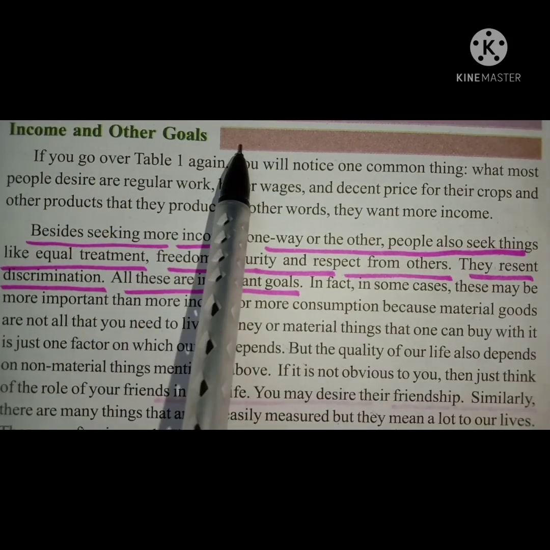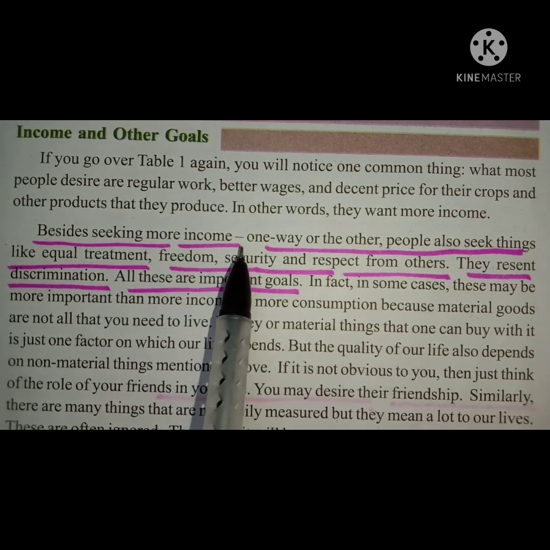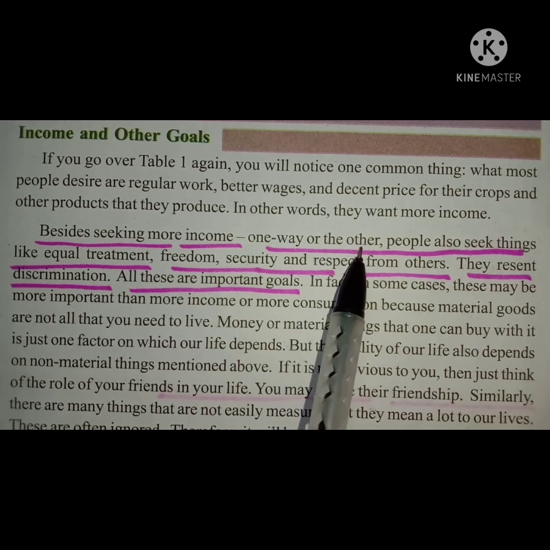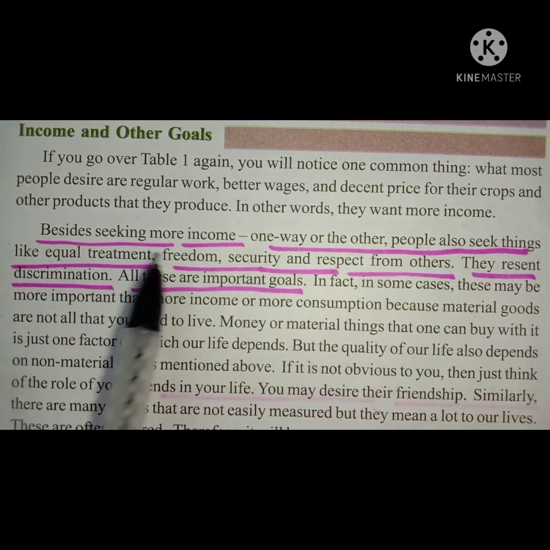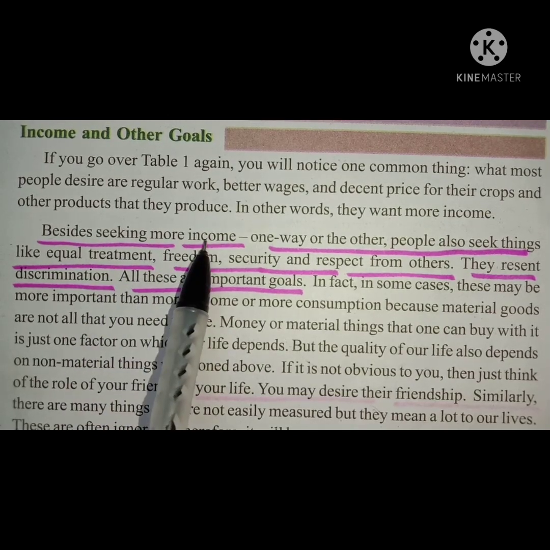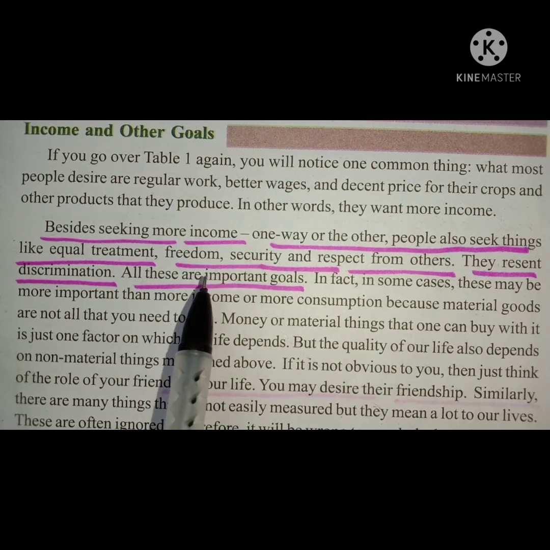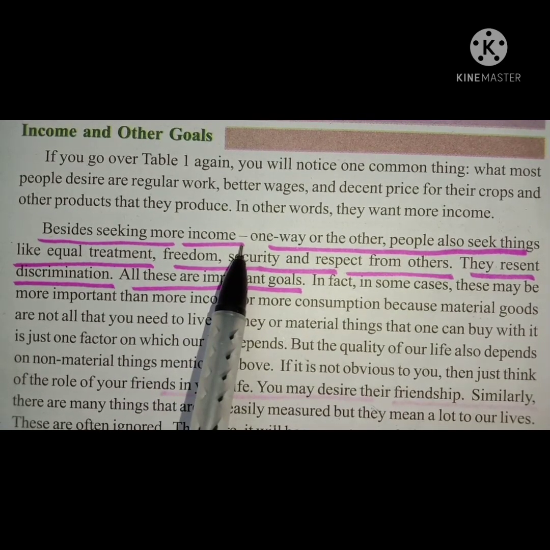Next, income and other goals. Besides seeking more income, one way or the other, people also seek things like equal treatment, freedom, security and respect from others. So there isn't discrimination. So all these are important goals other than income.